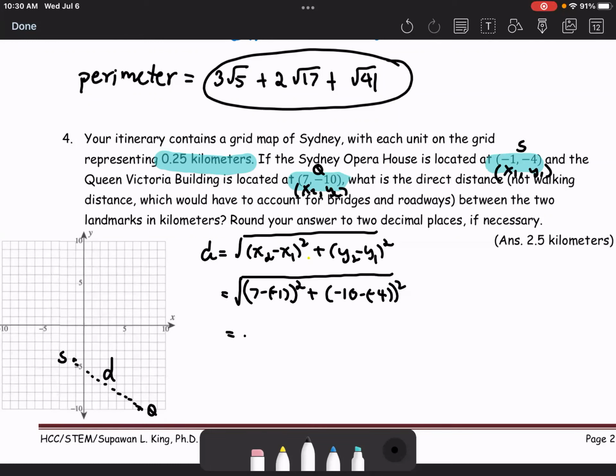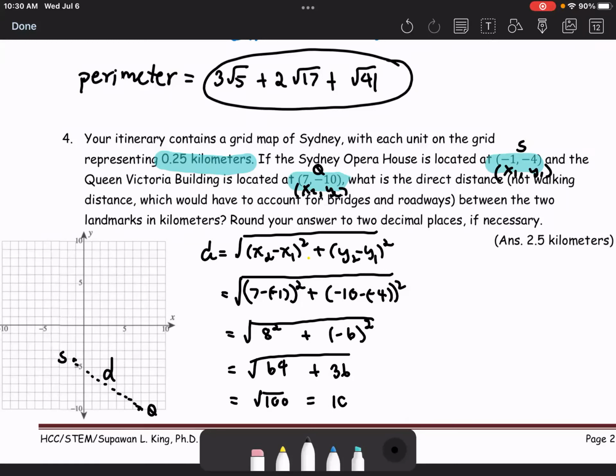And be careful with the order of operations. 7 minus -1, that is 7 plus 1, that becomes 8 and squared. The second one, -10 minus -4 becomes -10 plus 4, or -6 quantity squared. 8 squared is 64. -6 squared is 36. The sum under the radical becomes 100, or the square root of 100 simplifies to 10.